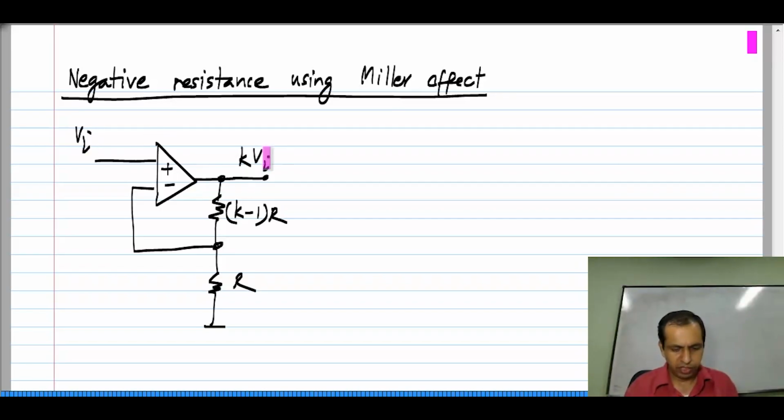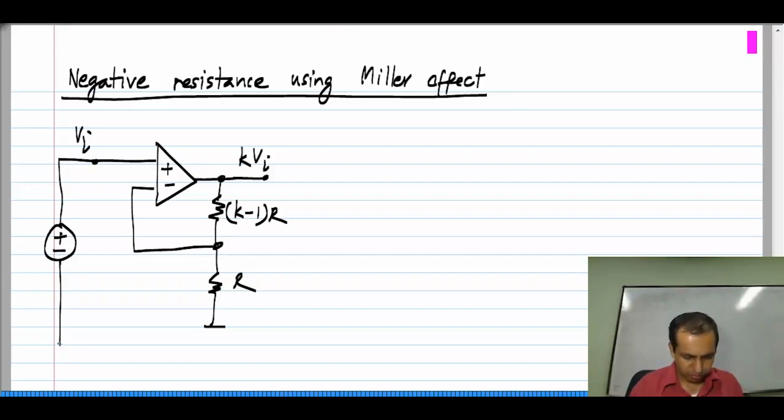If the input is Vi, the output will be kVi because of this resistance ratio. Okay, it's 1 plus the upper resistance divided by the lower resistance. Now, of course, in this condition, no current flows into the op-amp. Okay, so the input resistance of this circuit is infinity. Let me show the voltage source explicitly.